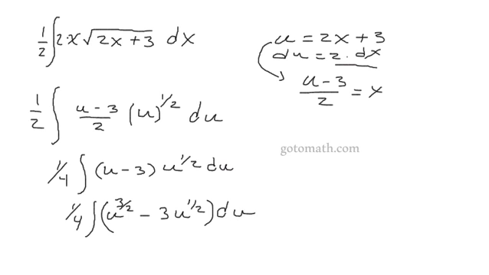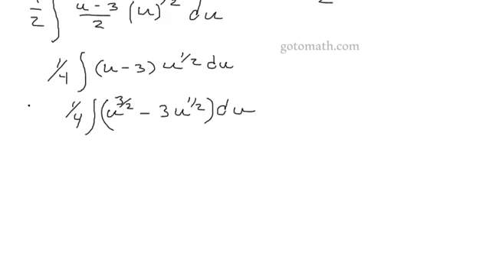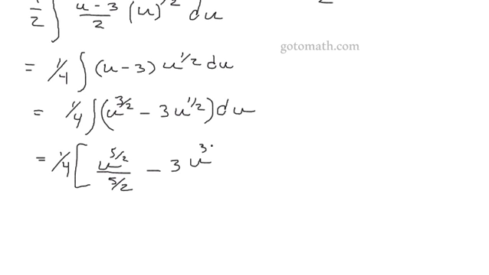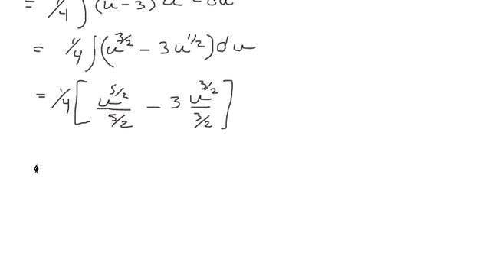Now we can finally take the integral. I should be writing equal signs out here; these are all equal. I'm going to write 1/4 and start a bracket here. So this becomes u to the 5 halves over 5 halves minus 3 times u to the 3 halves over 3 halves, adding 1 to the exponent and putting 3 halves down below. Trying to clean this up a little bit, I'll rewrite that 1/4 out here.